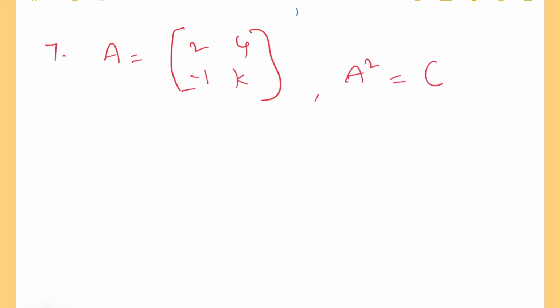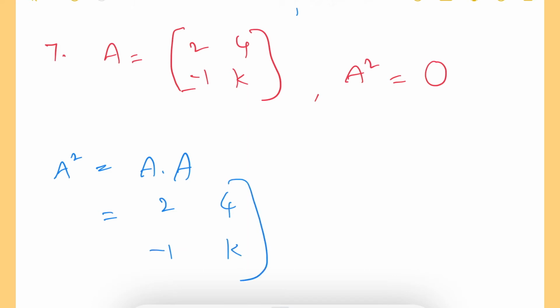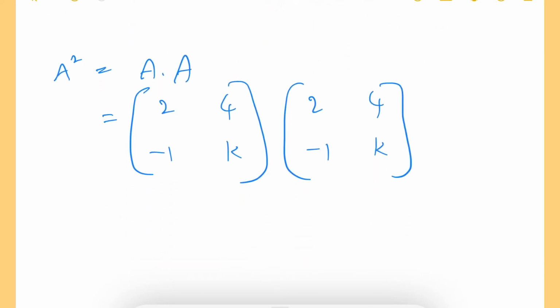In the seventh bit, if matrix A is equal to 2 4 minus 1 K and A square is equal to the 0 matrix, then find the value of K. Okay, first we need to find out A square. So A square is nothing but A into A, that is 2 4 minus 1 K into 2 4 minus 1 K. Okay, now let us multiply this.